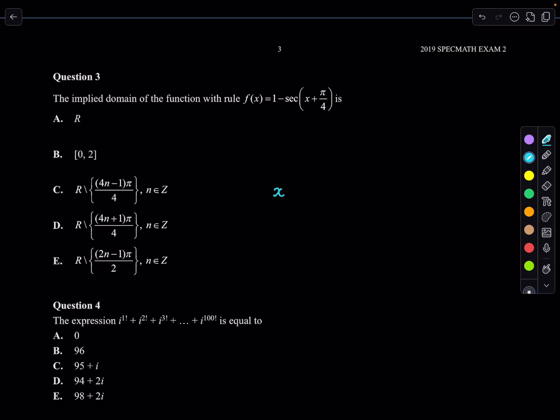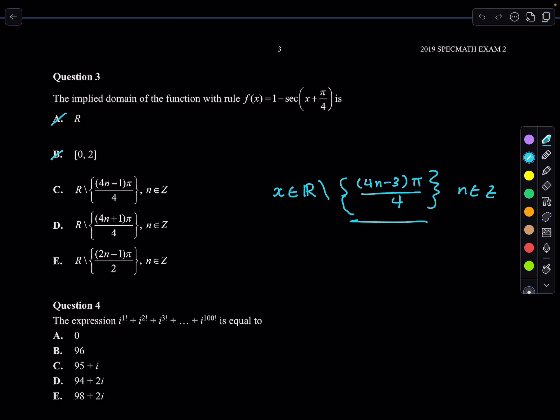So the domain should be all reals except this point over here, which is basically 4n minus 3 pi over 4, where of course n has to be an integer. Now of course it's not A, it's not all reals, and it's not B, so it's one of these over here. Well, which one? This has a 3, these have different values, so we don't know which one to pick.